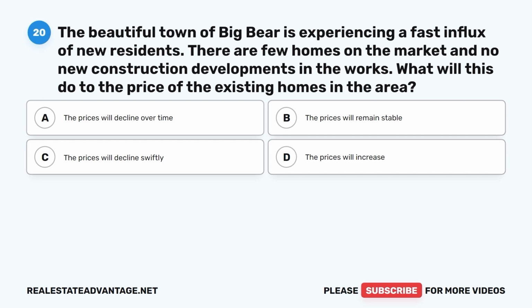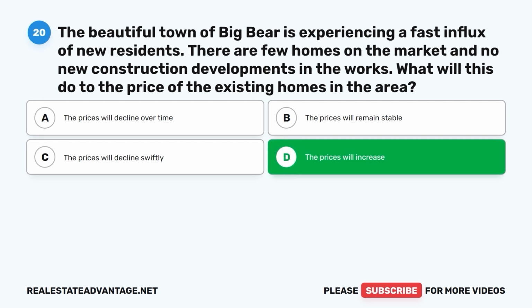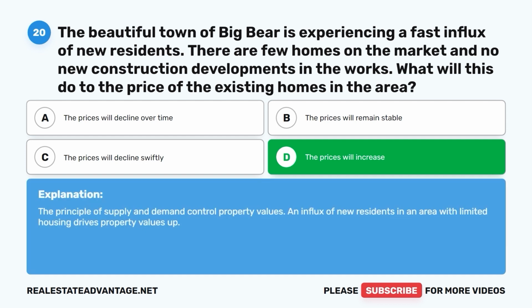A. The prices will decline over time. B. The prices will remain stable. C. The prices will decline swiftly. D. The prices will increase. The correct answer is D. The prices will increase. The principle of supply and demand control property values. An influx of new residents in an area with limited housing drives property values up.